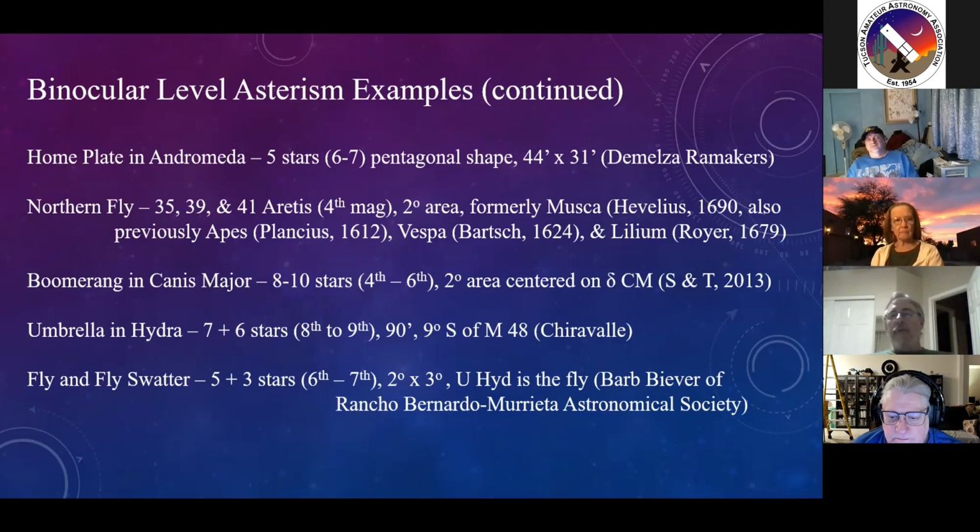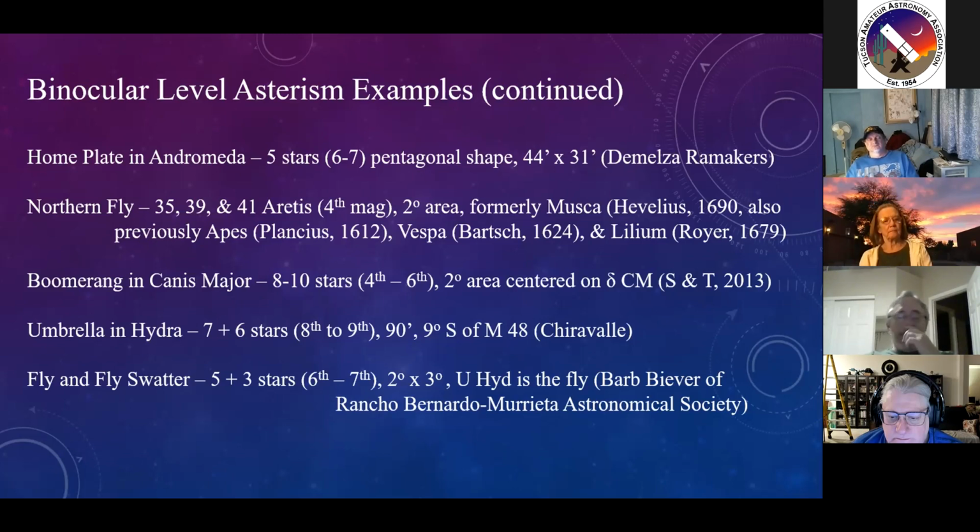And even shortly after that, until it was identified as Musca, Lilium by Royer in 1679, which is a lily flower. And if you look at the constellation Delphinus, you can see it, the stem with the diamond on the end appearing a little bit as a flower.